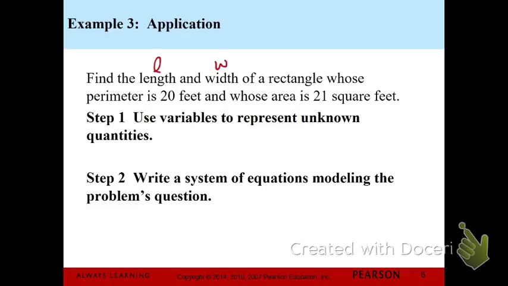Of a rectangle whose perimeter, so what's going to represent perimeter? P. It's 20 feet. And whose area, what's area? A. Cubic? Y'all are so original. I'm just kidding. Can we use a cube? No, we're going to use A. All right, so tell me, what do we know about the perimeter of a rectangle?